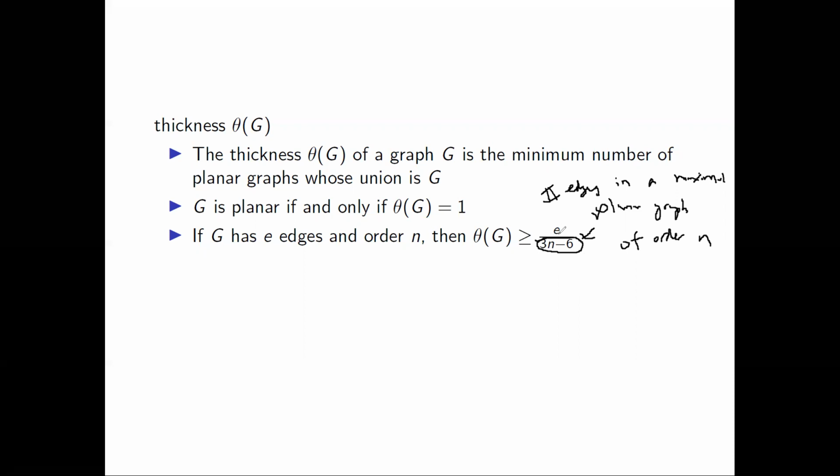So if G has a total of e edges, we need to take those e edges and fit them into planar graphs. We can only put at most 3n minus 6 of the e edges into each of the planar graphs. So the number of planar graphs we need is going to be at least e over 3n minus 6, because if we had fewer planar graphs than that, then we wouldn't be able to fit all the edges. So you can think about it pretty much like pigeonhole principle.